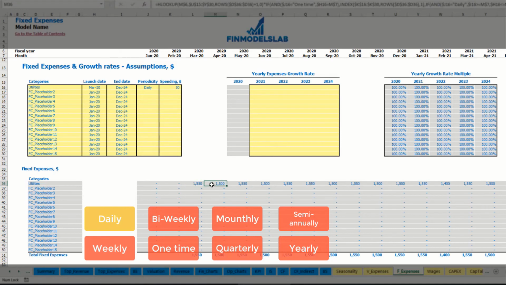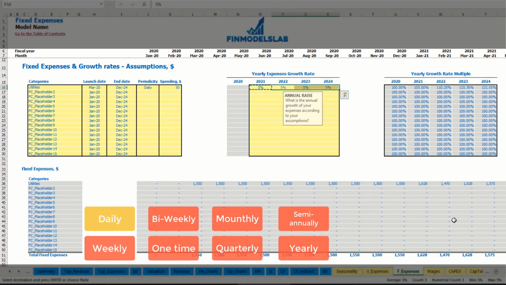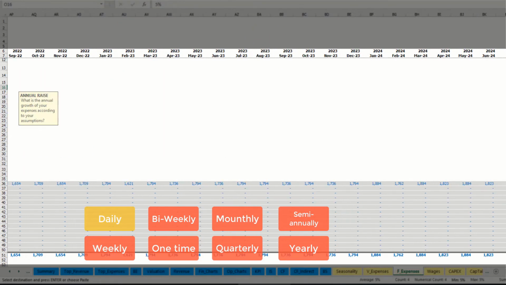It is calculated based on the count of days within the month. So obviously in March 20 you have 31 days. That's why you will have 1550. In April you have 30 days. This means this will be $1500. Also, you have the ability to input some growth rate year over year. Once you input this growth rate, you will see that your utilities will grow year over year.